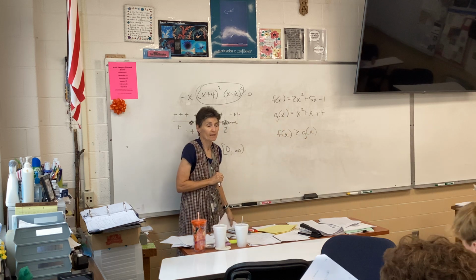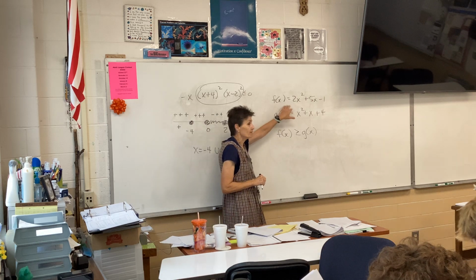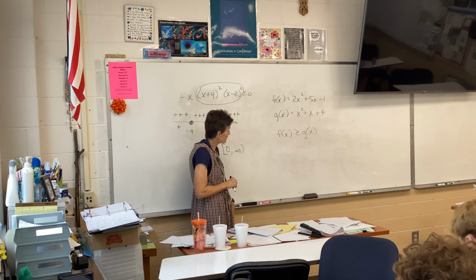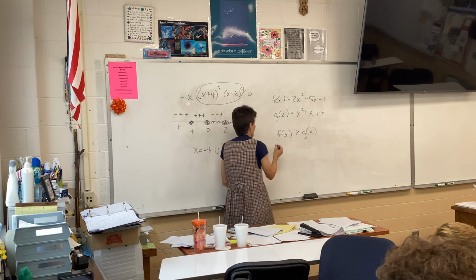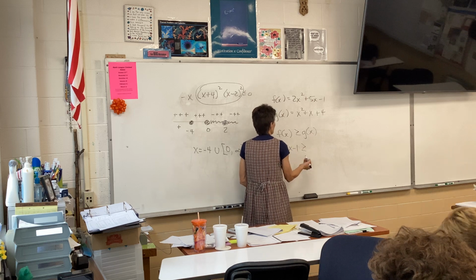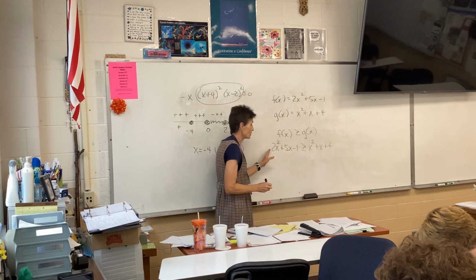And we're doing it without a calculator. So certainly, could I graph these two and figure it out from the picture? Yeah, but we're doing it without a calculator. So 2x squared plus 5x minus 1 is greater than or equal to x squared plus x plus 4. Does that make sense to you?